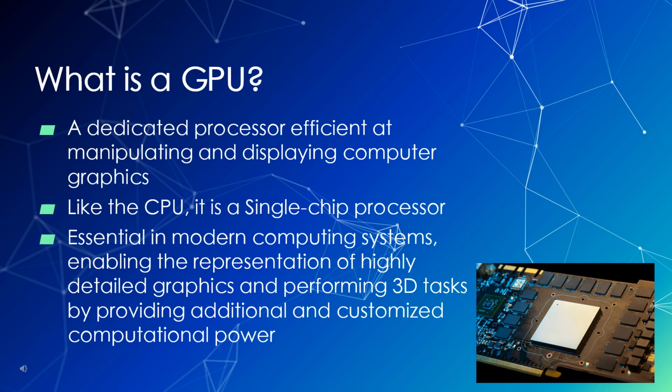First of all, I'm going to start by telling you what is a GPU or a graphical processing unit. In short, it's a dedicated processor efficient at manipulating and displaying computer graphics. Like the CPU, it's a single-chip processor that could be present on a video card or embedded on the motherboard of your computer. In some cases, it could even be directly embedded in the CPU die.